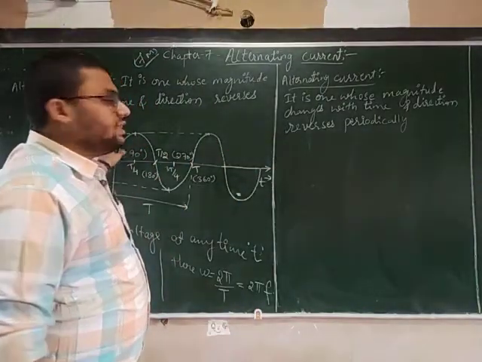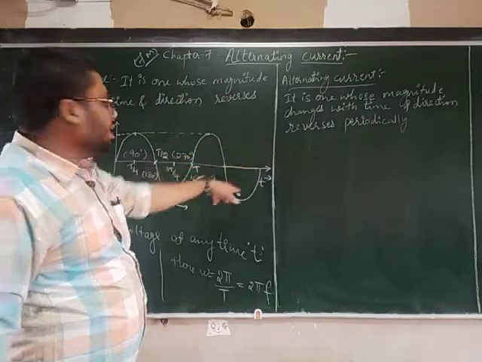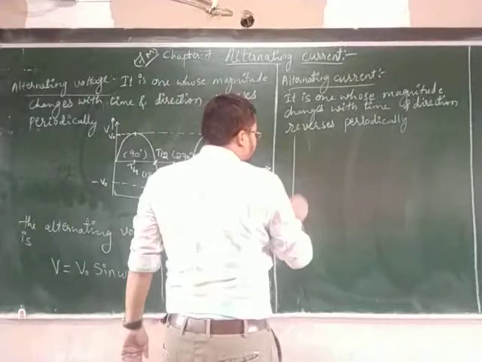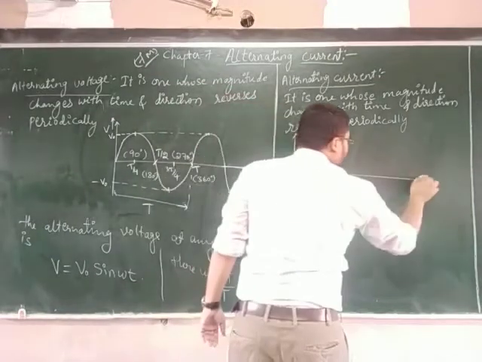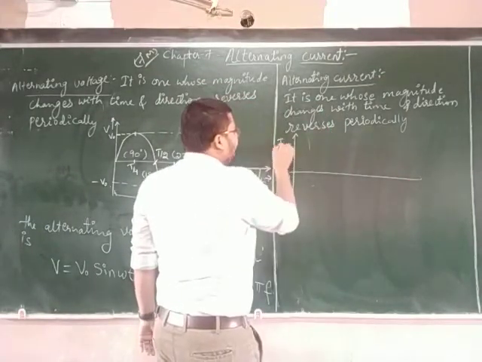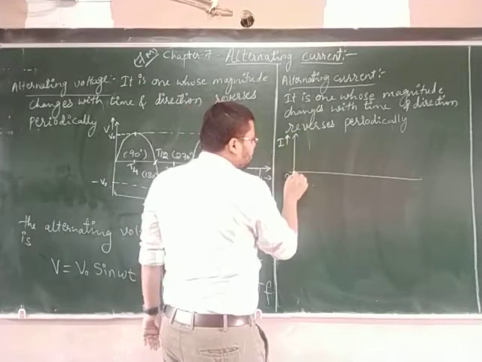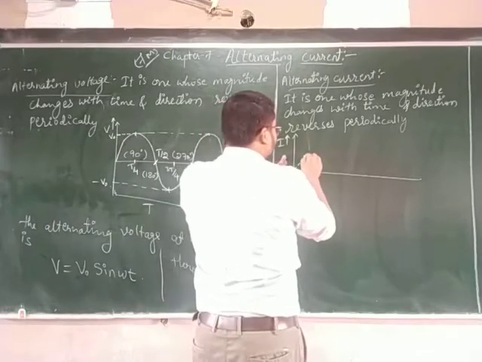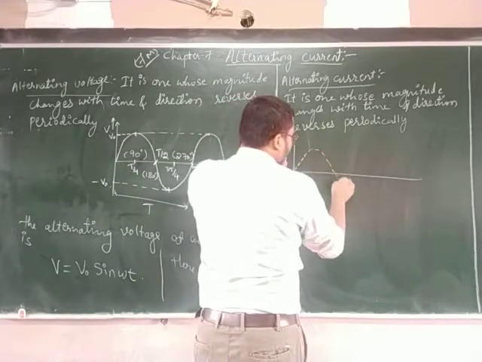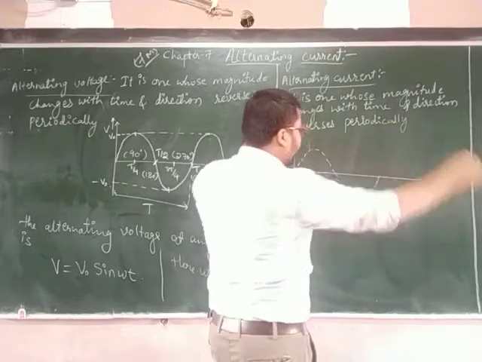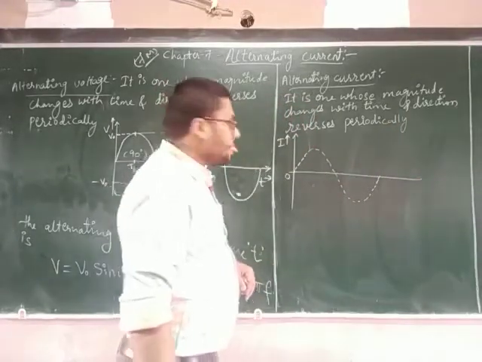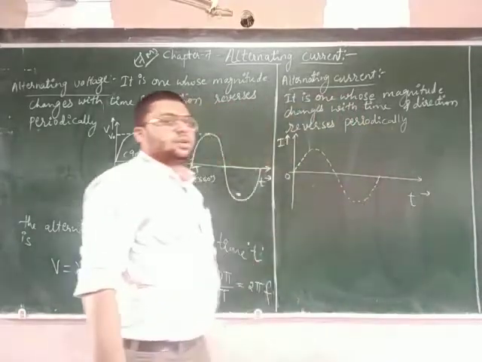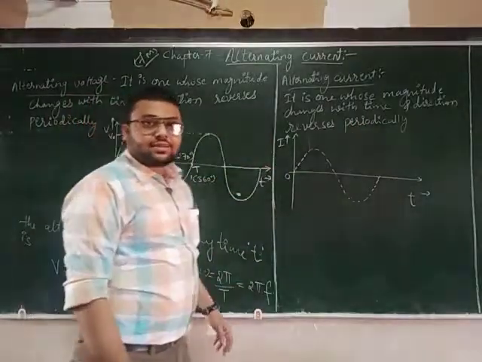Instead of V, we just have to take I here. Instead of V naught, we just have to take I naught. So the graphical representation will be like this. Look here, the horizontal axis is going to represent the time, the vertical is going to represent the current.